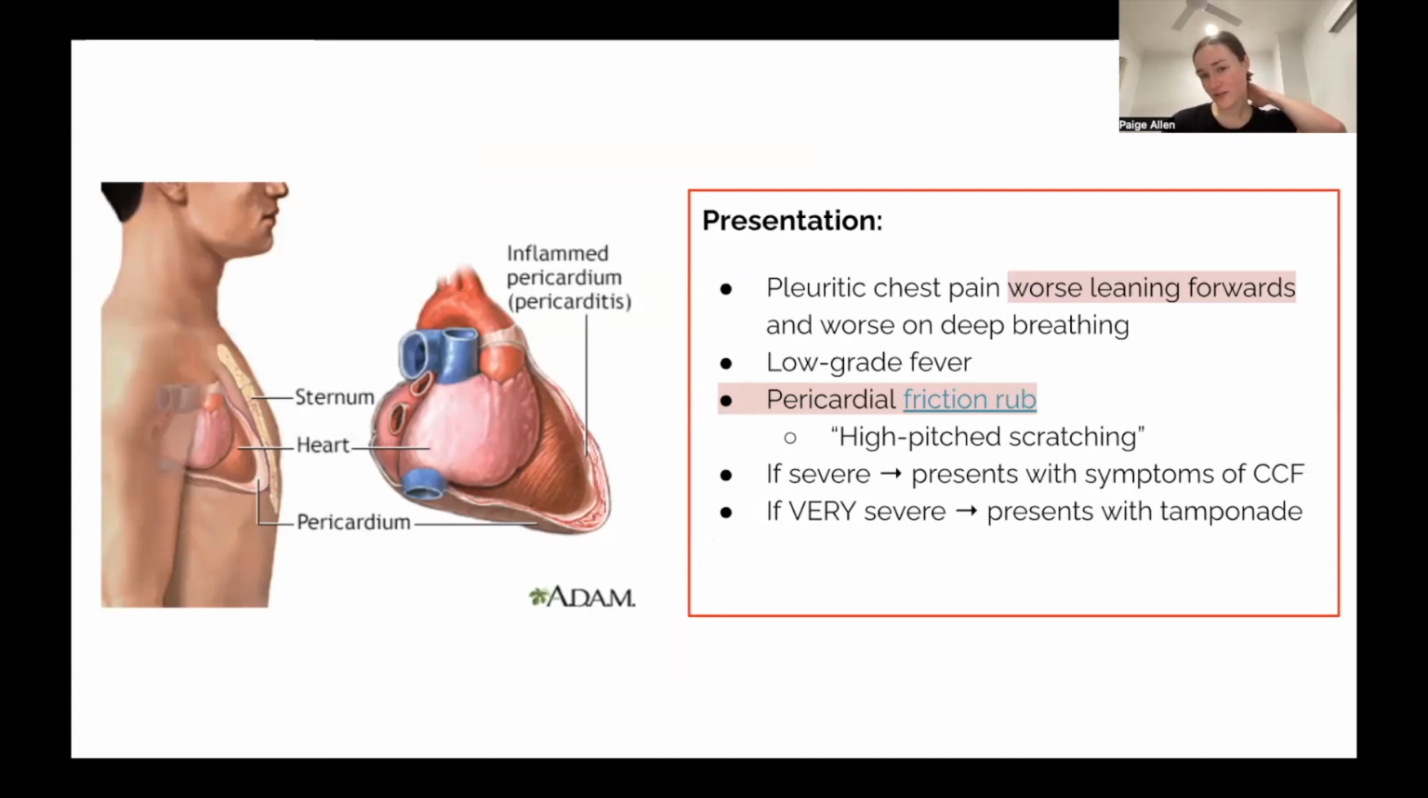You might get a low-grade fever. And then the classic sound when you're auscultating is a friction rub. It's described as a high-pitched scratching sound, but I put a hyperlink in there if you want to have a listen to it. Personally, I don't think it sounds anything like that, but maybe I'm just not great at auscultating. If the presentation is quite severe, then someone can present with symptoms of heart failure. And worst case scenario, they might present with symptoms of tamponade.